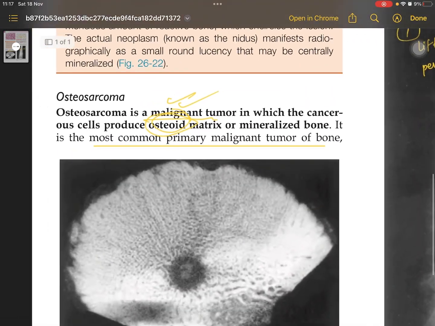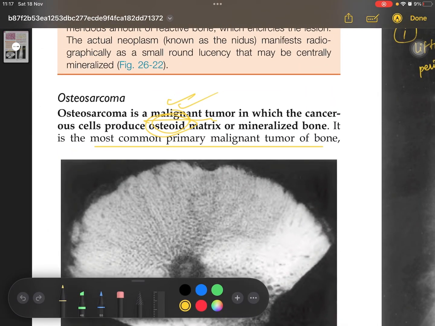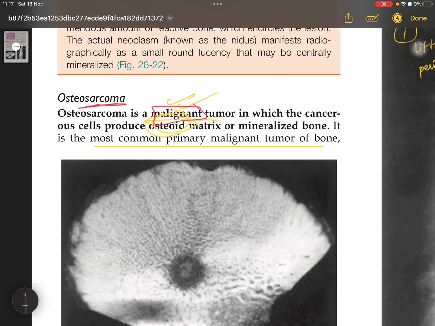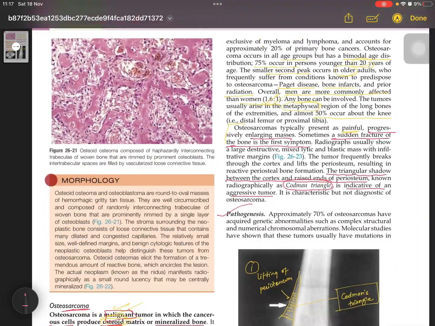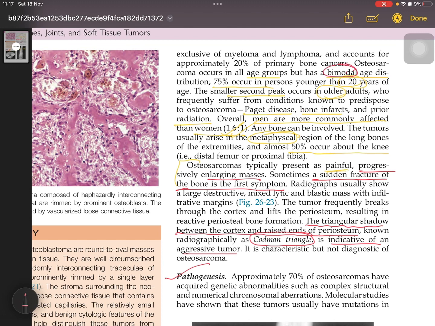Okay, so osteosarcoma, as you can see, is a malignant form of tumor, as it is ending with sarcoma, in which the cancerous cells produce osteoid matrix or mineralized bone. It is the most common primary malignant tumor of the bone. There is a bimodal age distribution. 75% occur in patients younger than 20 years, and the second smaller peak occurs in older adults, who generally have some history of diseases like Paget's disease, bone infarct, or radiation.